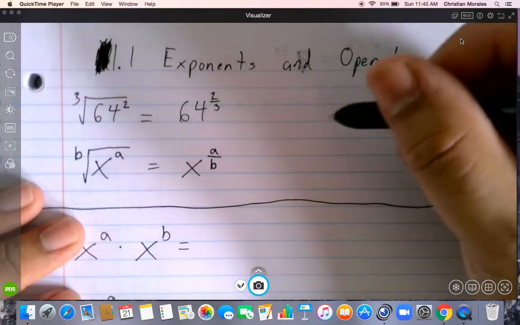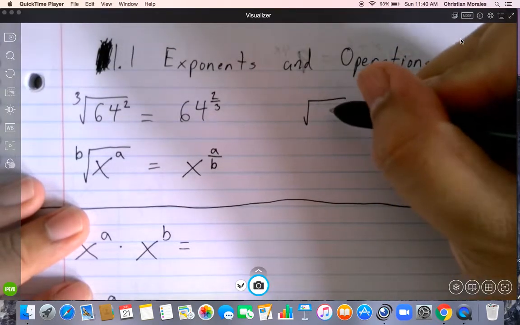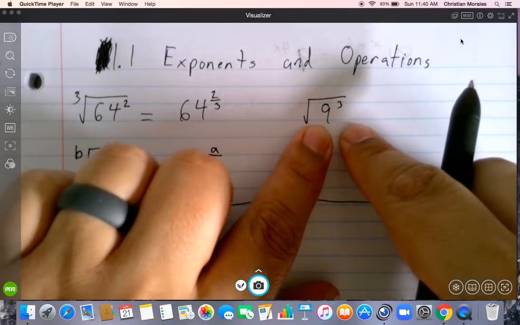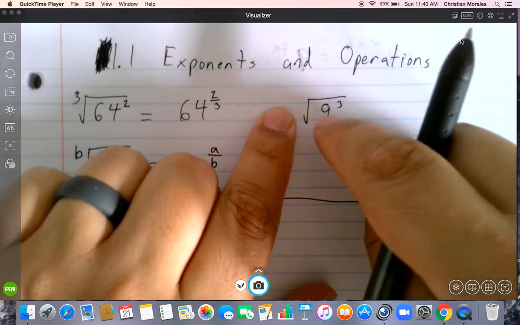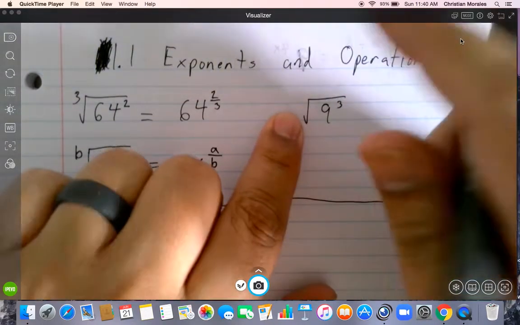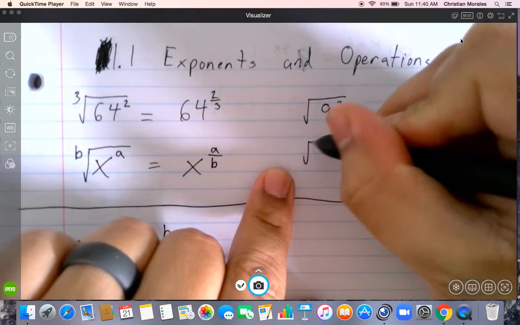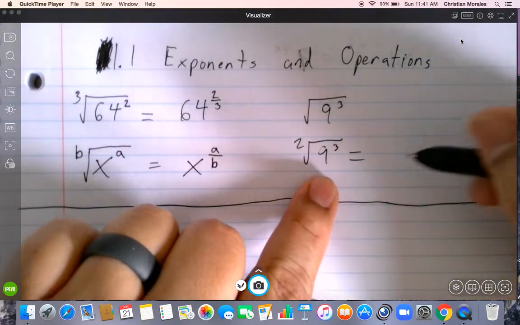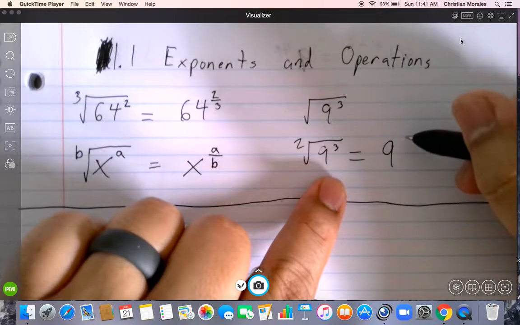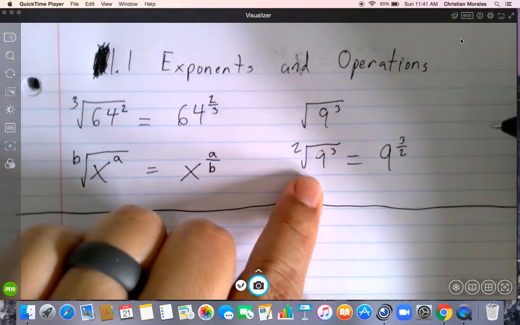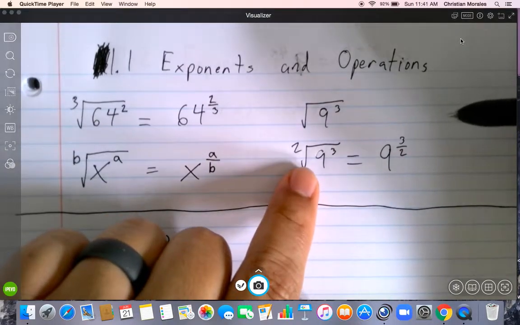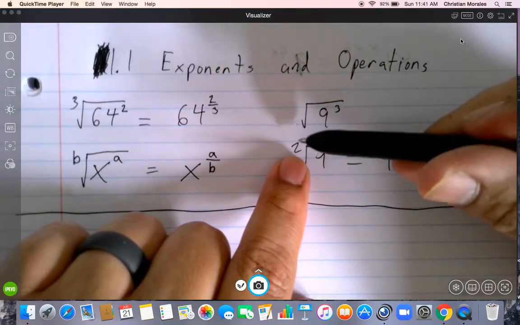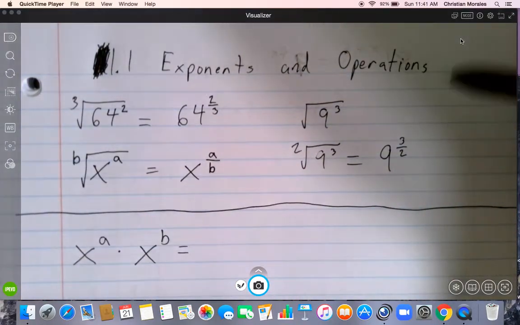Another example, let's just say we had the square root of 9 cubed. Well, there's no number out there. If there is no number in front of the root, we're going to treat that like a square root, okay? So treat it like a power of 2. So when you rewrite it using exponents, you would go like this, 3 over 2. So it's not about which number is bigger or smaller, it's about where they're positioned. So the regular exponent goes on top, the root goes on the bottom, okay? That's how you rewrite it.